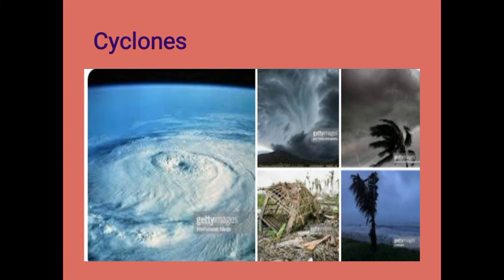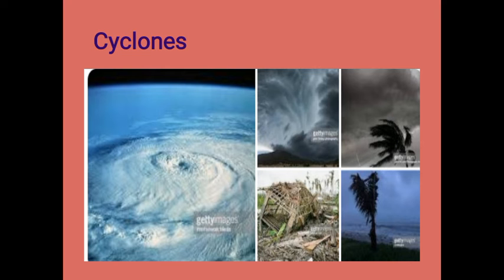Now, cyclones. The other natural disaster is the cyclone. Cyclones are violent storms. They form over oceans and seas. The coastal areas of West Bengal, Odisha, Andhra Pradesh, Tamil Nadu, Maharashtra, and Gujarat are prone to cyclones.